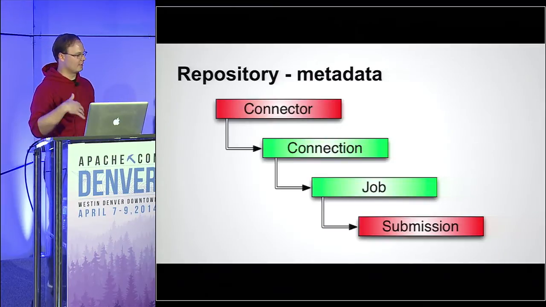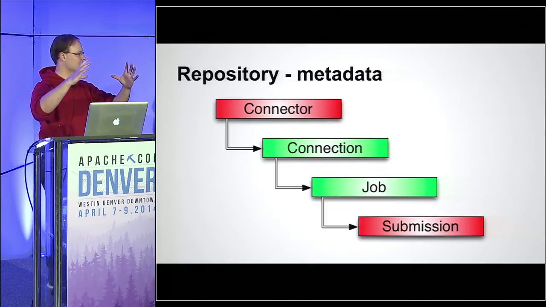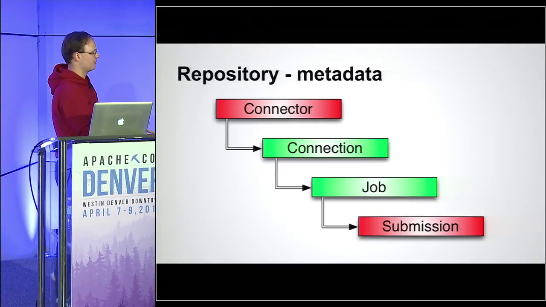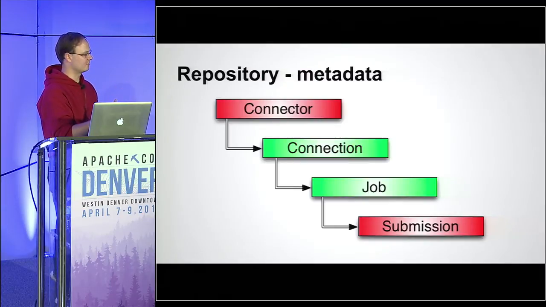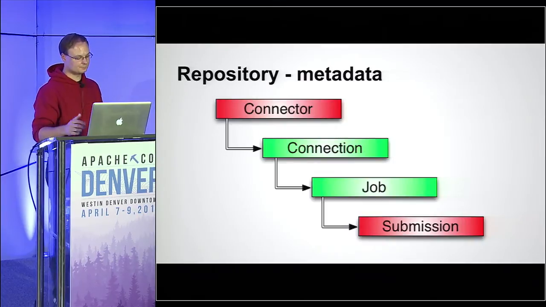The reason why we had this parameter hell was that the parameters were exposed by the Sqoop framework. Sqoop said, hey, I need all this information. Then the parameters were passed to the connector, and it was up to the connector what to do with them. In Sqoop 2, we've reversed this process. It's a connector who is saying, hey, I need those parameters in order to run.